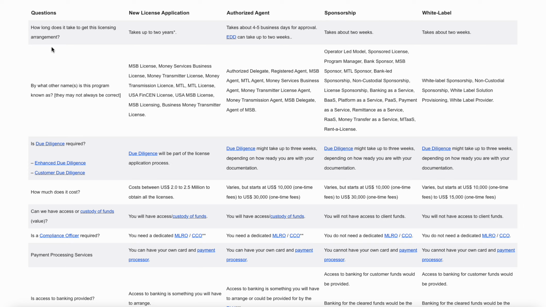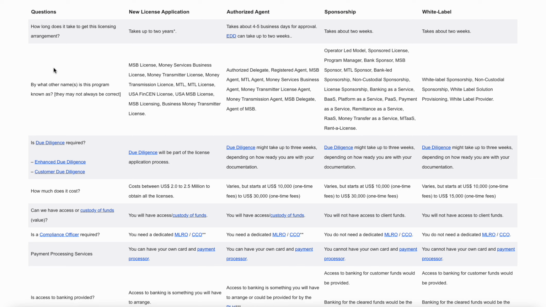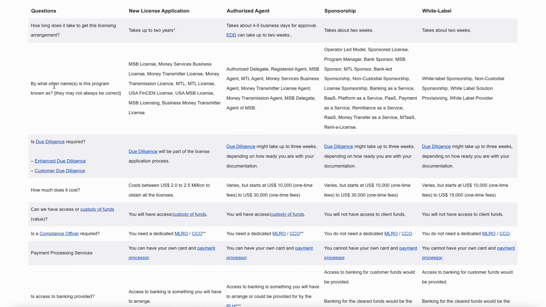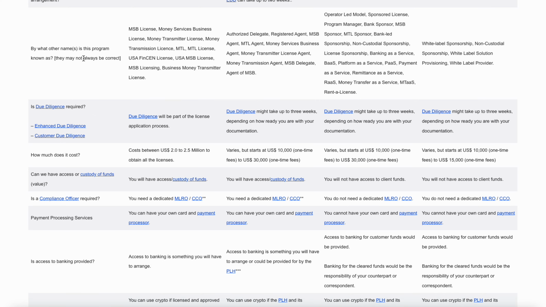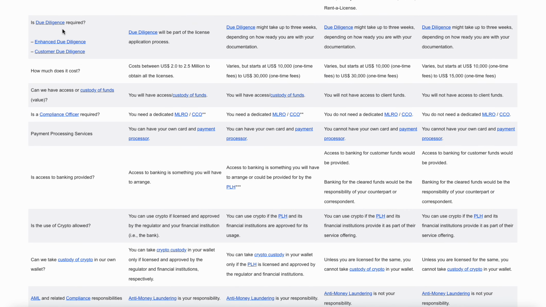And again, what does it entail? We have this list of questions, and I'm going to very briefly touch through them. How long does it take to get a license? What names is it known by? Is due diligence required? How much does it cost? Can we have custody of funds? Is a compliance officer required? What about payment processing services? Can we have our own processor? You cannot have your own processor. Well, why not? Obviously the reasons are provided.